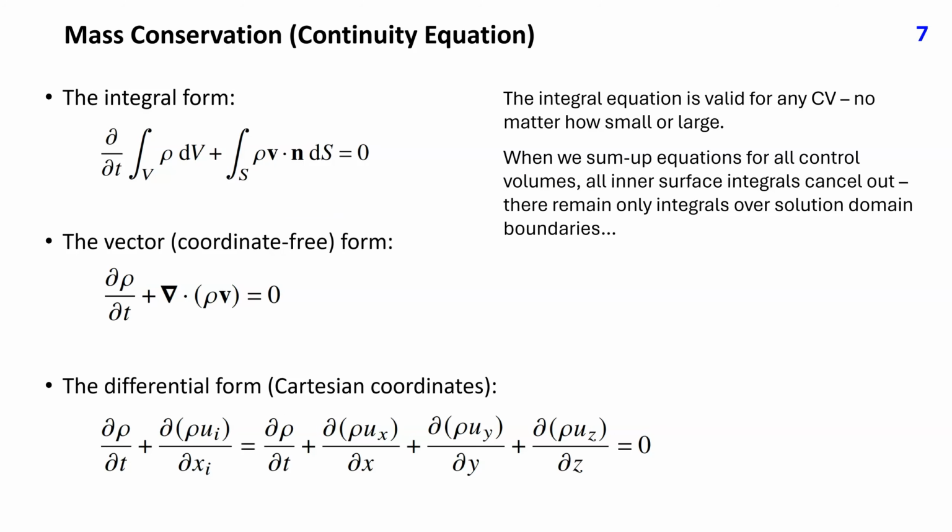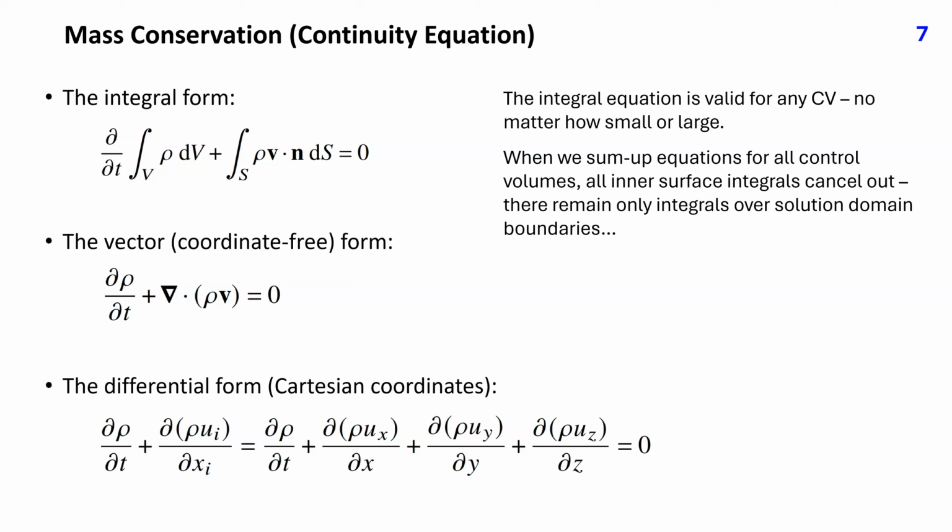Let us now have a look at different forms of the mass conservation equation, which is often called the continuity equation. The integral form of this equation follows directly from the Reynolds transport theorem when phi is replaced by unity. The rate of change of mass within the control volume is balanced by the net flux of mass through the control volume surface. The integral equation is valid for any control volume, no matter how small or large. When we sum up equations for all control volumes, all inner surface integrals cancel out. There remain only integrals over solution domain boundaries.